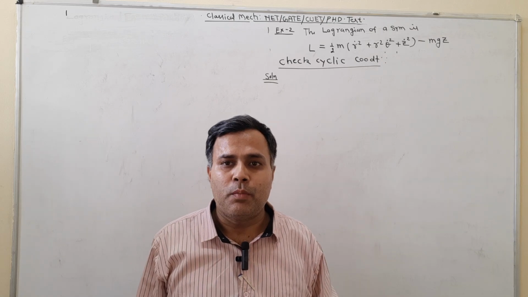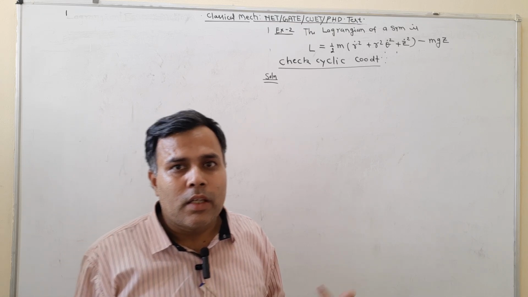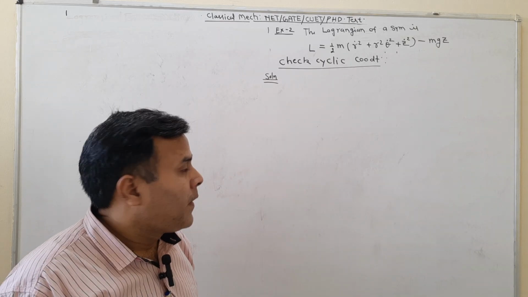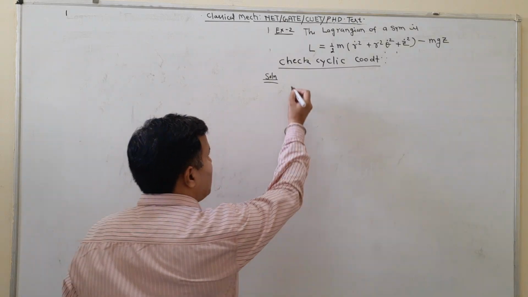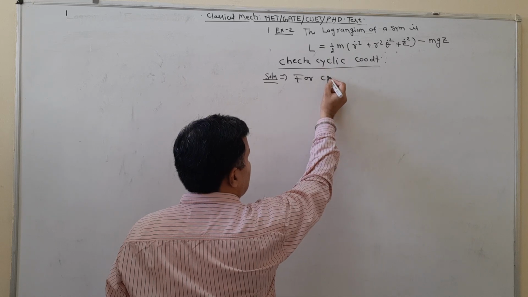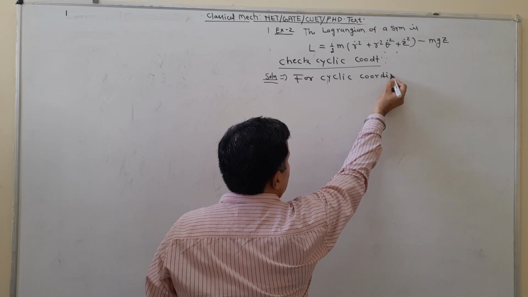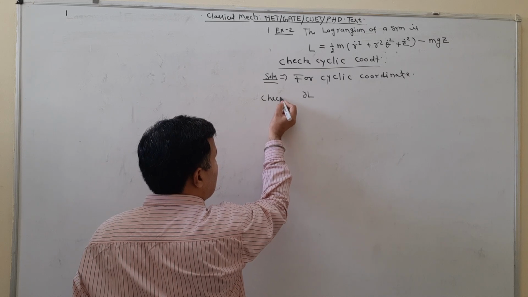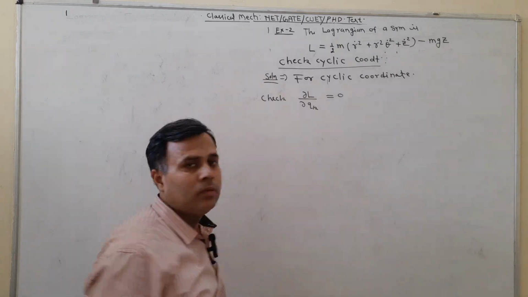We know generalized momenta is basically del L upon del QK dot, which is PK. In this case, we will check cyclic coordinates. To check the cyclic coordinates, we need to simply check mathematically, for a cyclic coordinate, whether del L upon del QK is equal to 0.